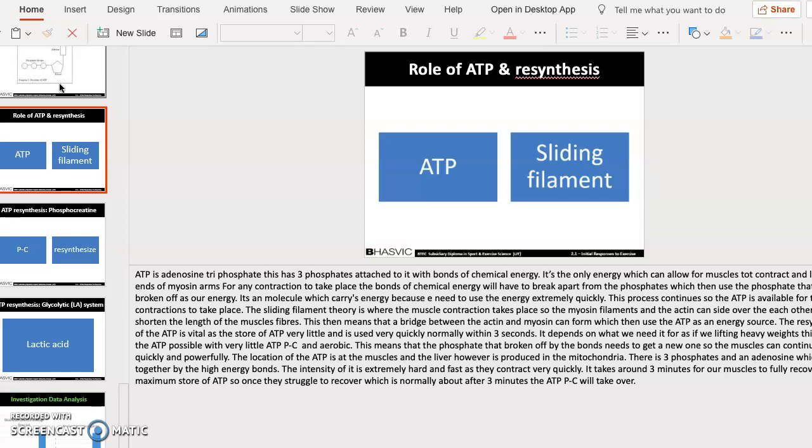The location of the ATP is at the muscles so we can use it quickly, and the liver, however, it is produced in the mitochondria. There are three phosphates and adenosine which are linked together by high energy bonds. The intensity of it is extremely hard and fast, as they contract very quickly. It takes around 3 minutes for our muscles to fully recover to the maximum store of ATP once they struggle to recover, which is normally about 3 minutes, after the ATP-PC will take over.